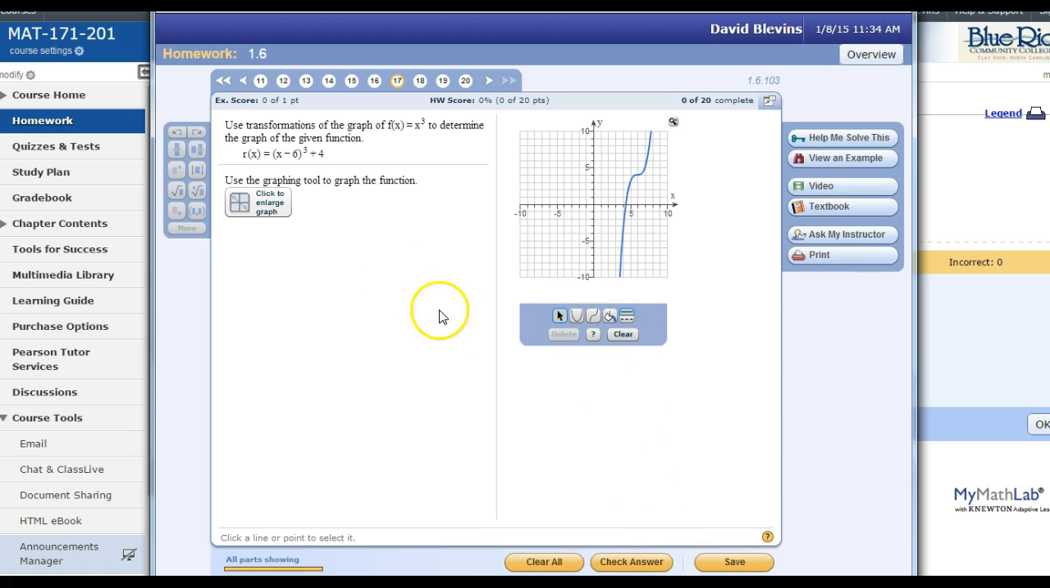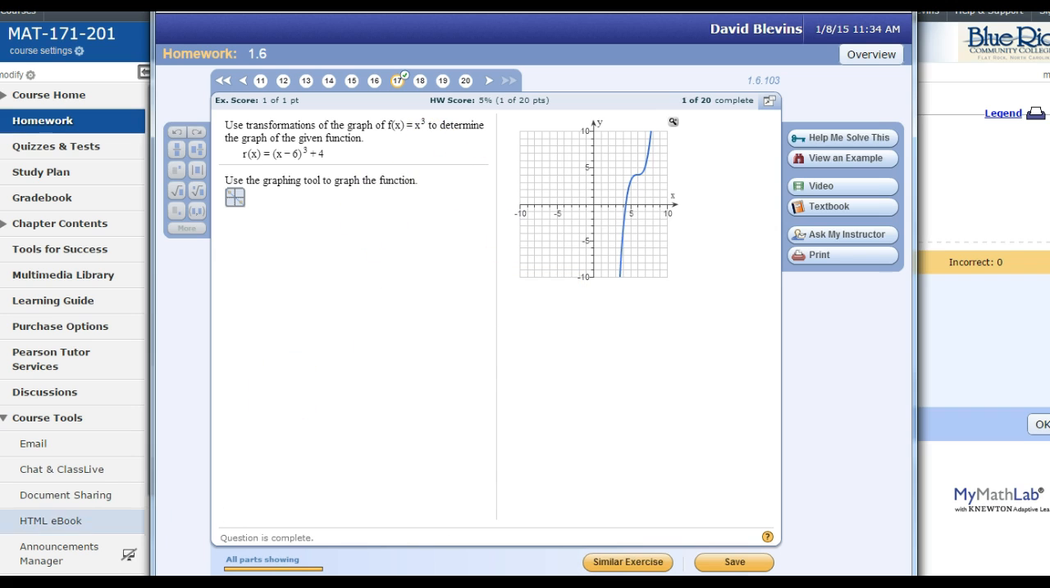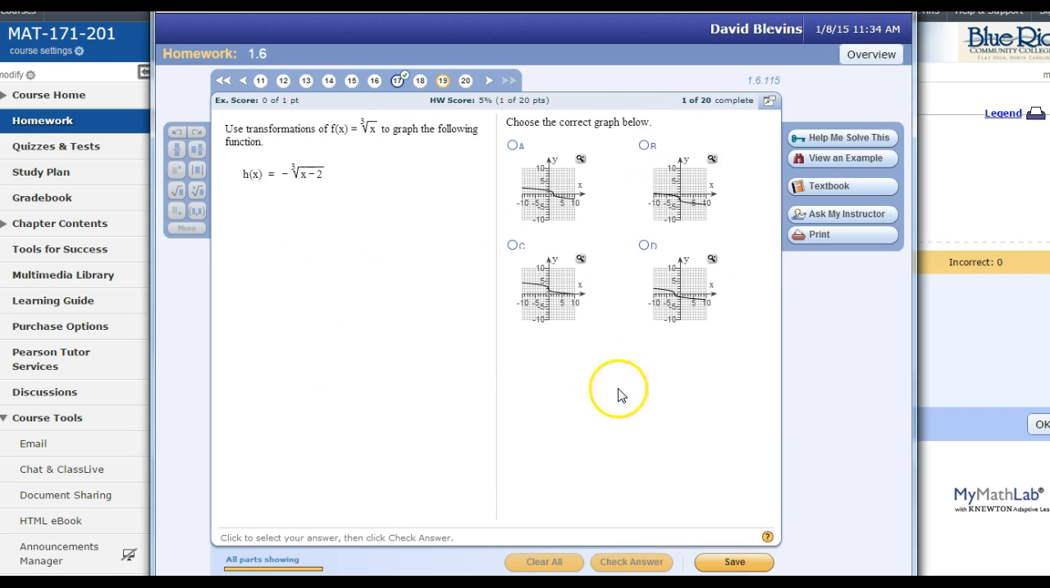So save and then have it check your answer. But that's how that tool works. You can't just plot it in there where you want to. You've got to use the tool to move it around. Alright, and then there are some where you have to match the graph.